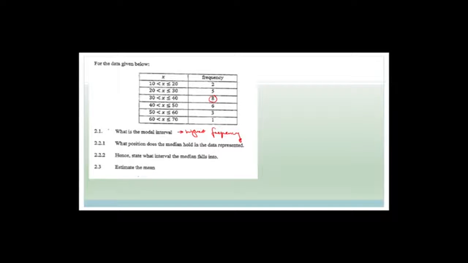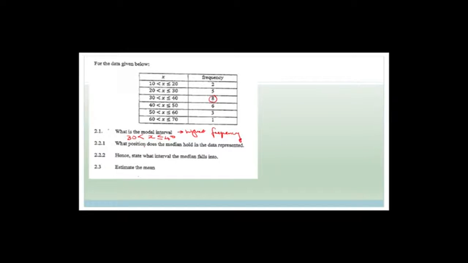Now it says, new question. Again, we've got a table with grouped data. It says, for the data given below, and you've got X, which is between 10 and 20, 20 and 30, all the way through to 70. And then we've got the frequencies 2, 5, 8, 6, 3, and 1. Again, they want to know the modal interval. And remember that for the modal interval, we're looking for the highest frequency. So we go for 8, because 2, 5, 8, 6, 3, 1, that's definitely the highest frequency. So therefore, the modal interval is greater than 30 and smaller than or equal to 40.